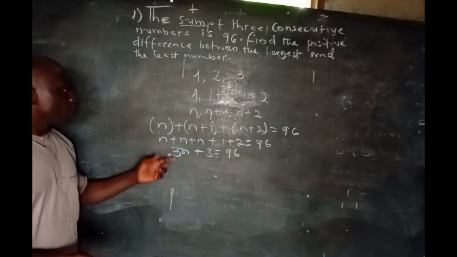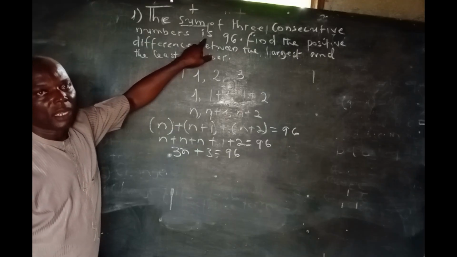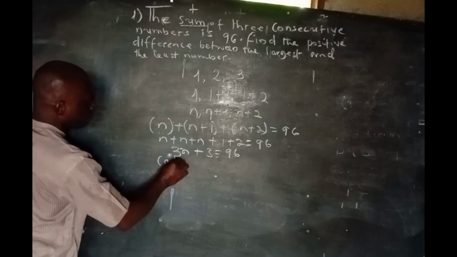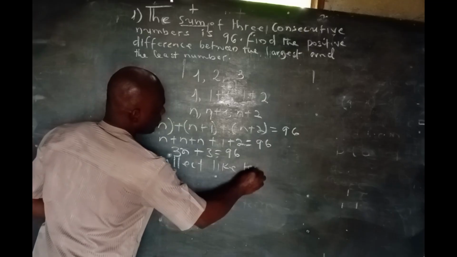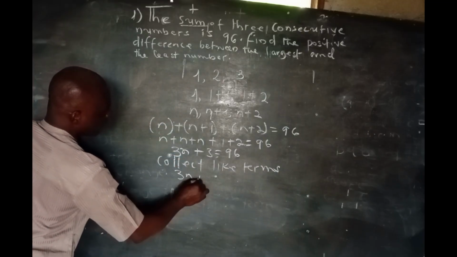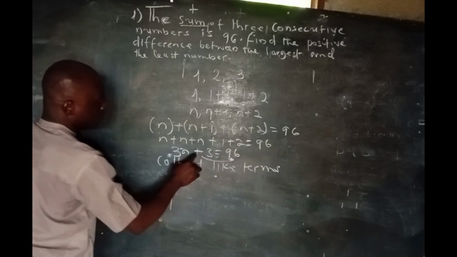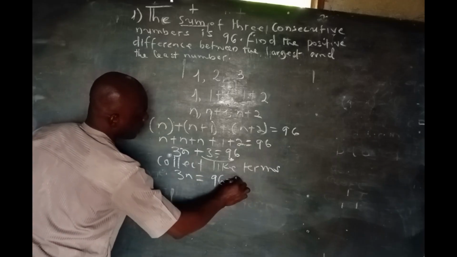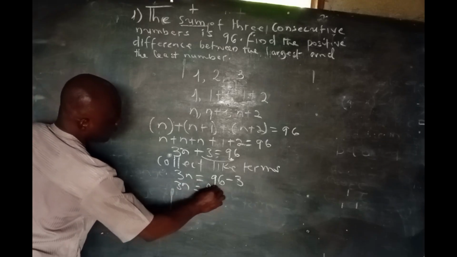So you should understand that the equal sign in mathematics represents equal to. So here we collect like terms. So here will be 3n. Collecting like terms means this one we have to move this way. This is positive, as it goes to the right-hand side it becomes 96 minus 3. So 3n equals 93.